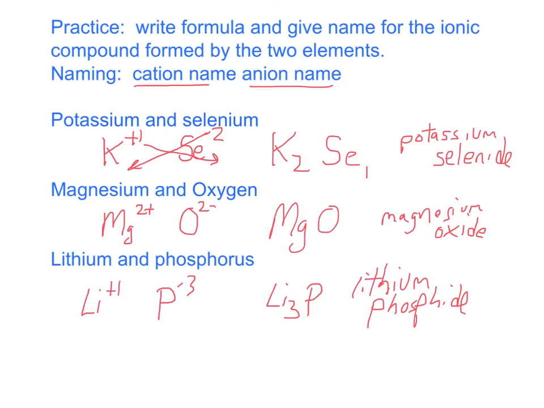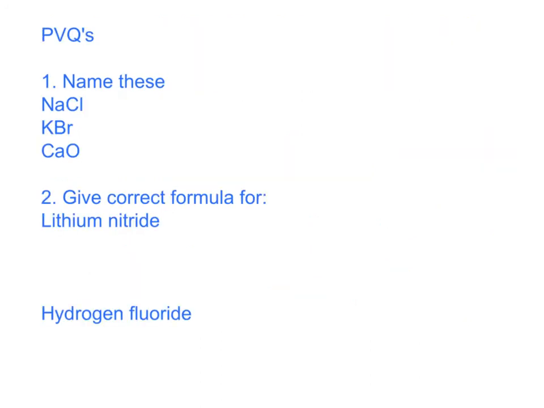Okay, let's take a look at the PVQs. All right, your first question is to name what NaCl, KBr and CaO would be written out as. So that's the first thing you have to do. And then they want you to reverse this process and make lithium nitride into a chemical formula. So give it a try, and we will see you tomorrow.